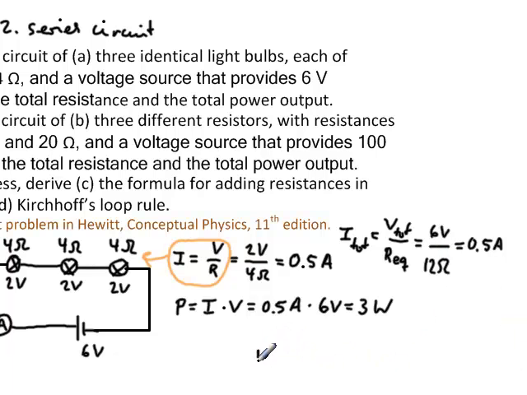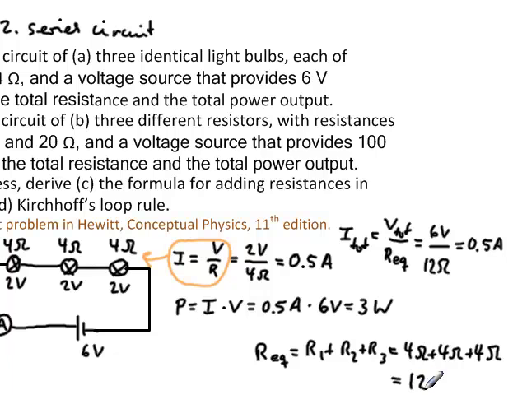Okay, now here the 12 ohms, where did I get that from? Well, the equivalent resistance in series is add the resistances just the way they are, which is 4 ohms plus 4 ohms plus 4 ohms. And that is a total of 12 ohms.